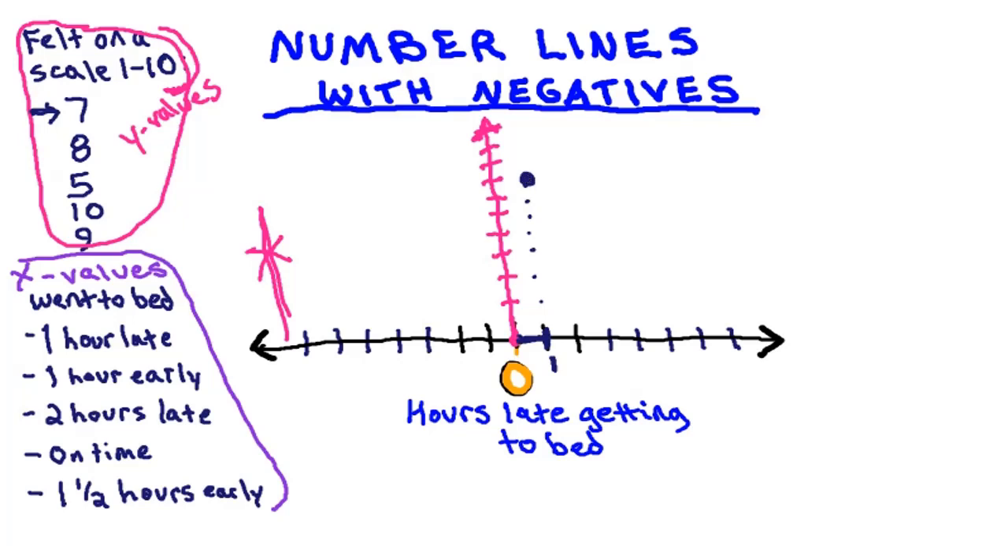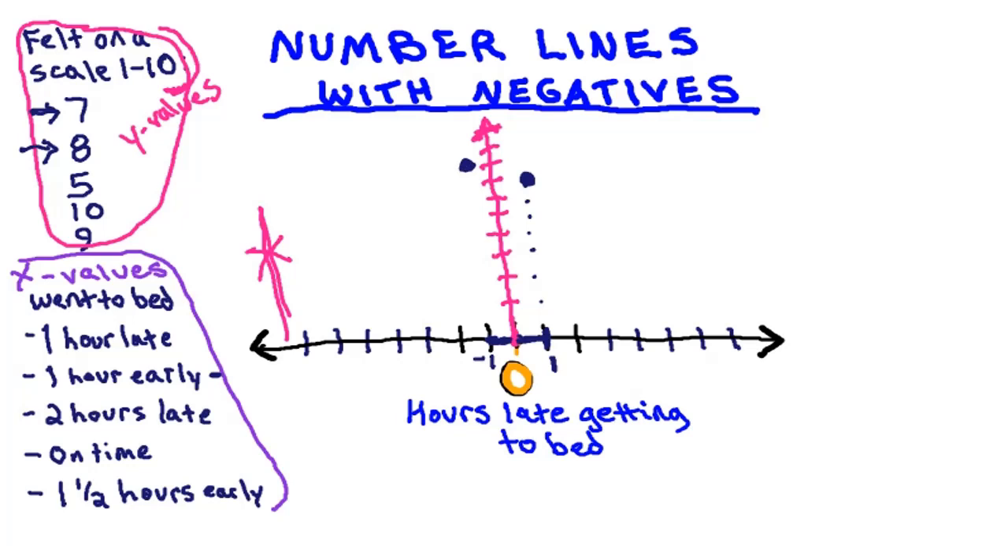And then the next night, you went to bed 1 hour early. So 1 hour early, that's going to be a -1. So -1 is over here. And you reported that you felt about an 8 when you woke up the next morning. So we're going to still go up the y-axis up to the 8 and make a dot right here.